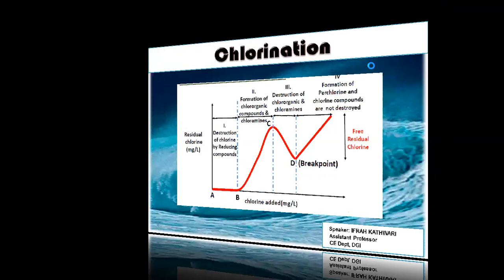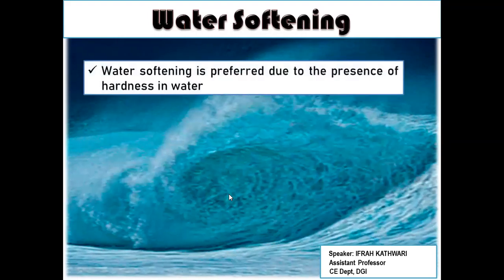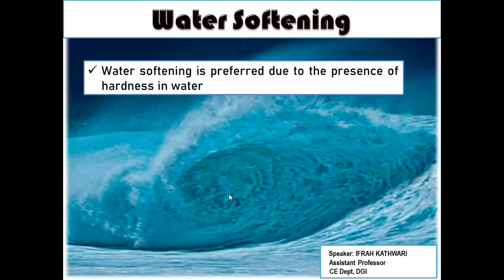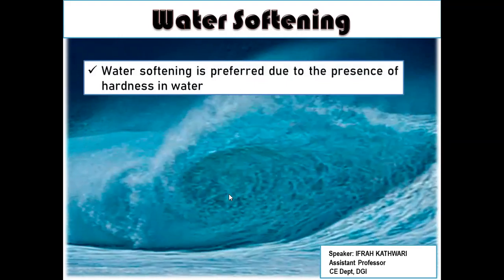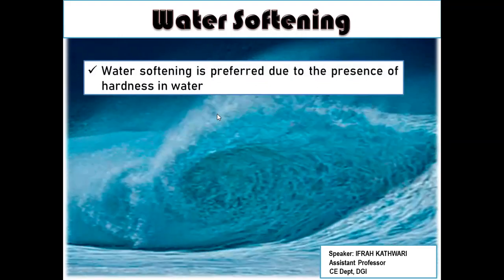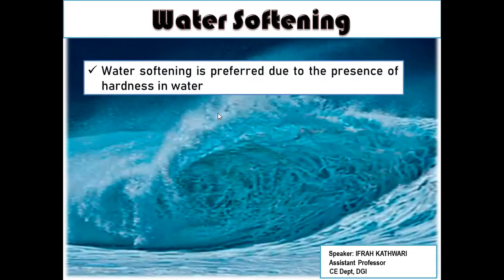Okay, the next thing that we have is water softening. Water can have hardness. Hardness may be present in water due to the presence of carbonates and bicarbonates of calcium and magnesium, and it may be temporary or permanent. So water softening is preferred when there is a presence of hardness.